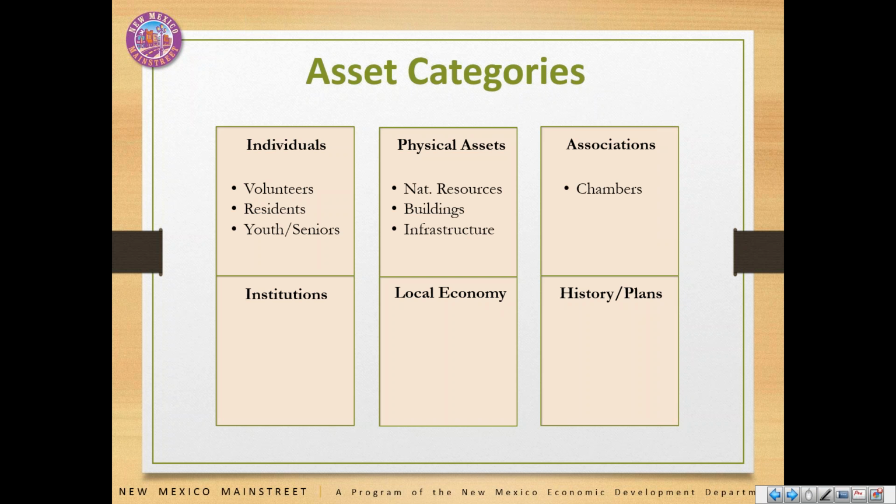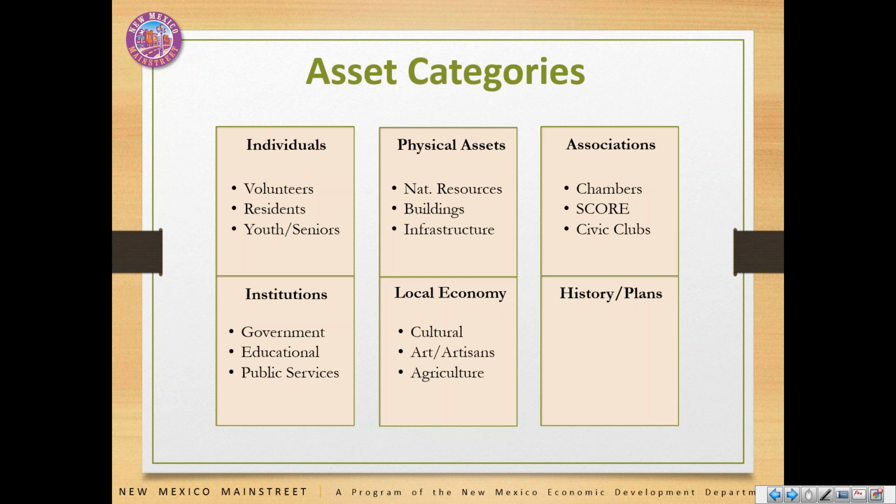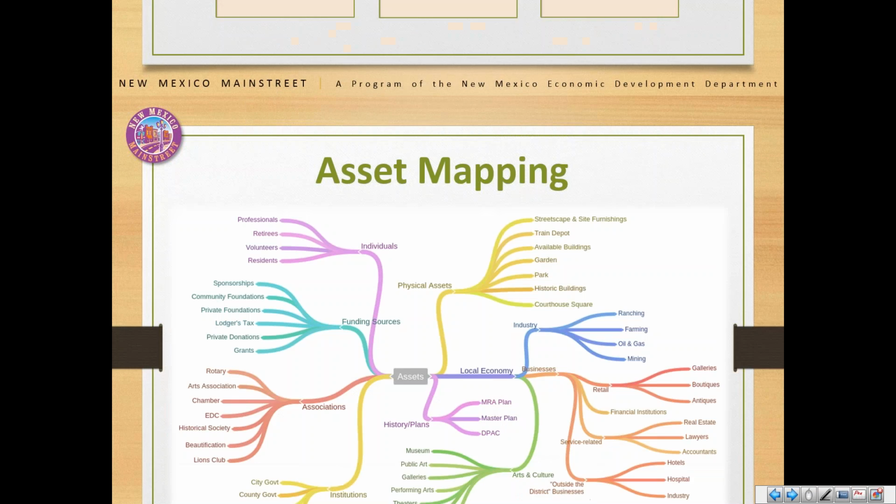Associations that might be an asset to us to work with would be the Chamber of Commerce, SCORE or other organizations dedicated to providing supports to businesses, civic clubs like the Lions Club or Kiwanis or Rotary. Institutions could include government, your county and your city, educational, like maybe a local community college or even the school system, and public services available. Local economies could include cultural, arts, and agriculture. And history and plans could include economic development plans, infrastructure that exists, and growth.